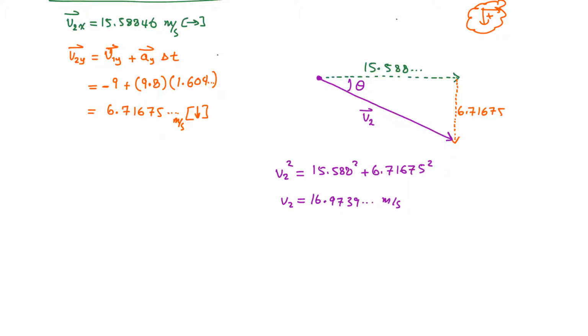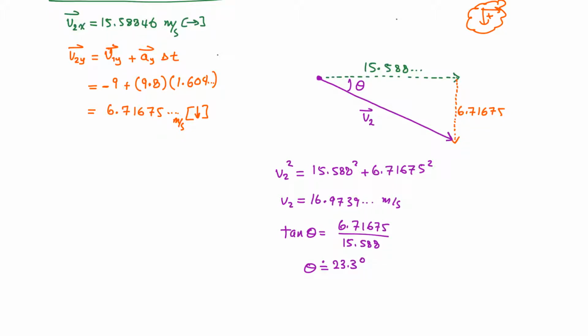I also have to find this angle over here, this angle theta. I have my opposite and I have my adjacent, so I'm just going to use the tan rule, which says tan theta is equal to opposite, in this case 6.71675, over my adjacent, which is 15.588. And once I take my inverse of tan, I get approximately 23.3 degrees.